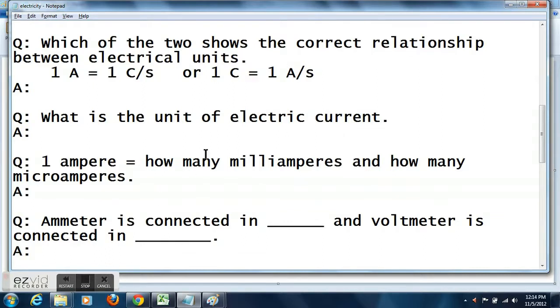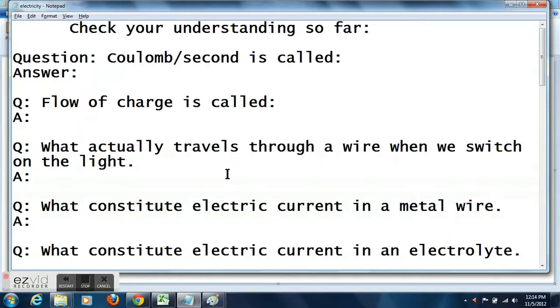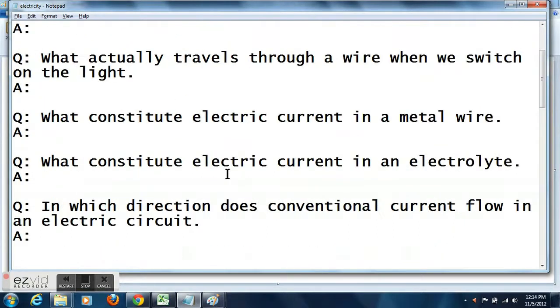So you stop the video, you go back and forth, you write all the answers, question by question, and then in the next tutorial when I will be discussing the solution, you verify your answers with my answers, and you can be rest assured of how much you have learned so far.